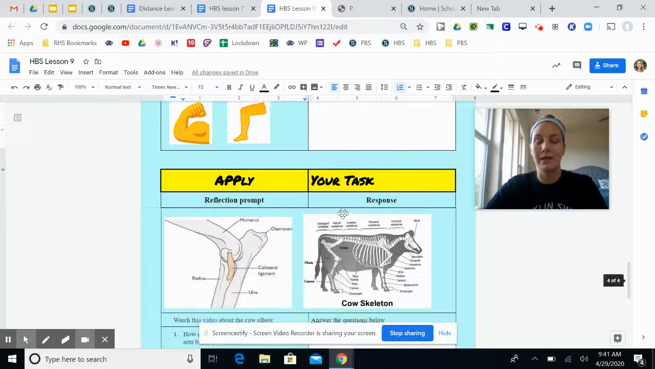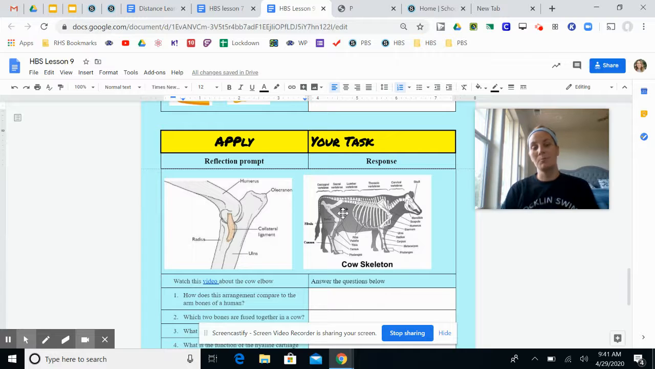And then for the apply task, we would have been able to look at, I actually have them in my classroom, cow elbows, and looking at cow elbows and how they move and the parts of the elbow and how they are similar or different versus human elbows. So I added two pictures here to give you a reference point of what it looks like. You can find it right there. They're tucked up in the front legs of the cow.